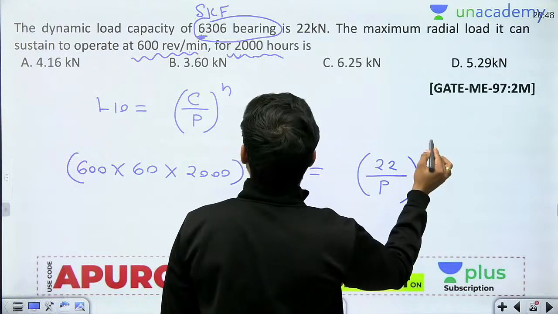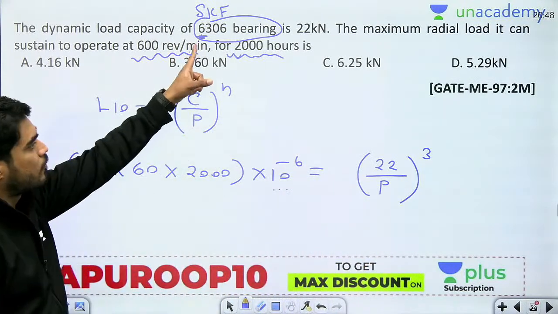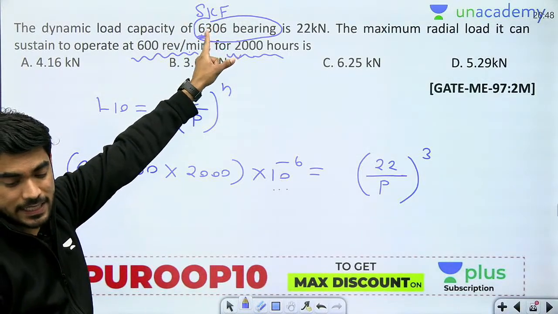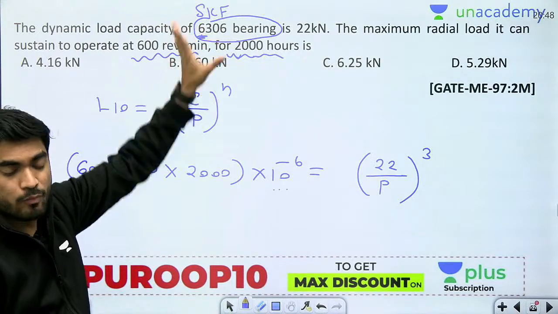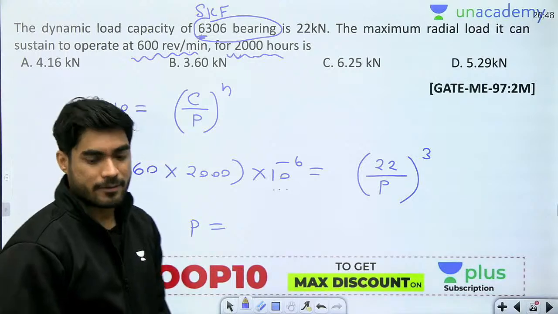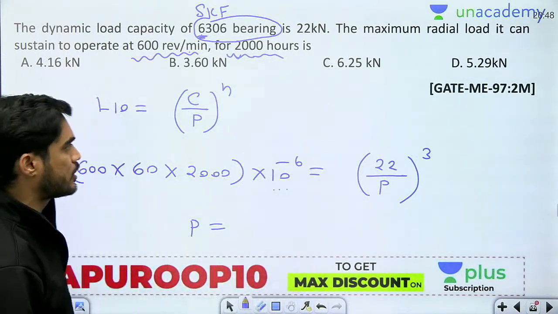22 whole to the power 3. It is a ball bearing. 6306 means it is a ball bearing. Okay, deep groove ball bearing. The first digit 6 is deep groove ball bearing. So from here you can calculate the value of p. I will tell you this bearing designation.